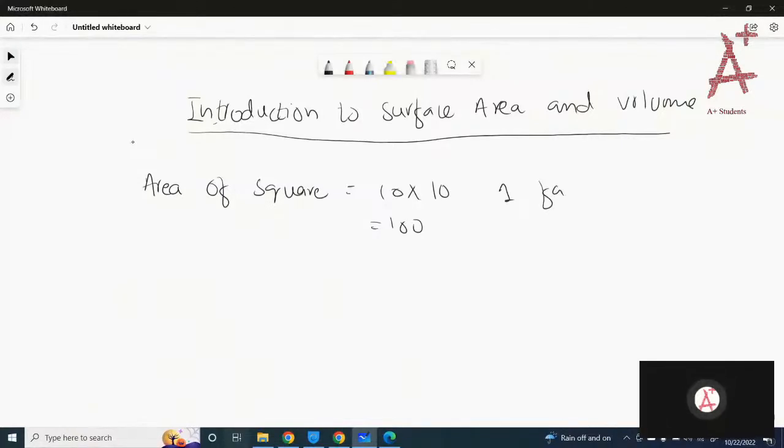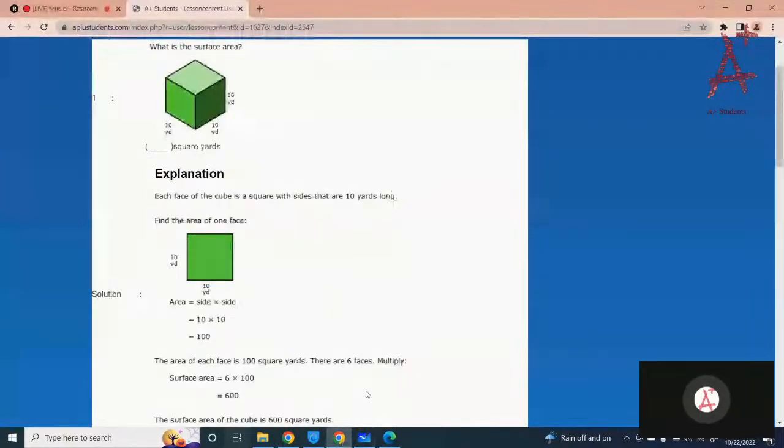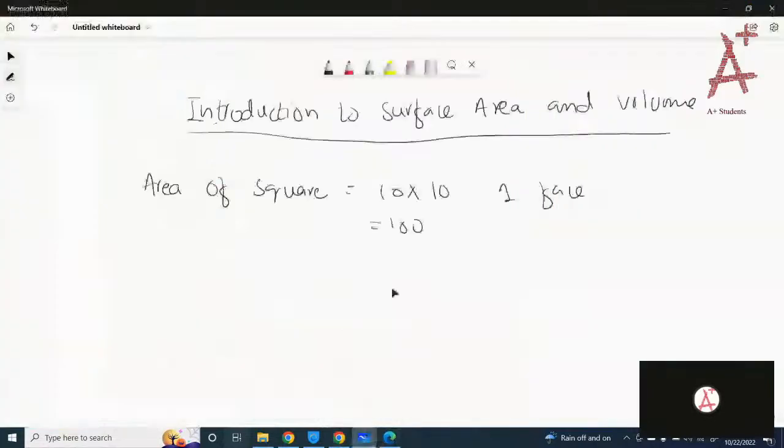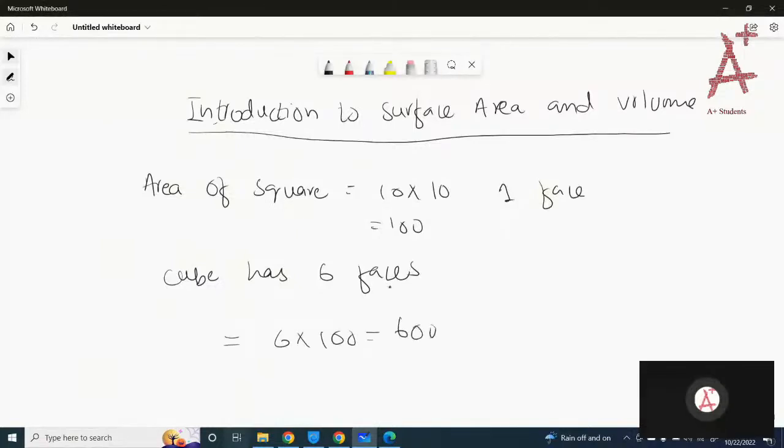Got it? And the cube has a total of 6 faces. So you need to do 6 times the area. So the surface area would be 6 times the area of one face. That is 100, so it would be 600. Got it?